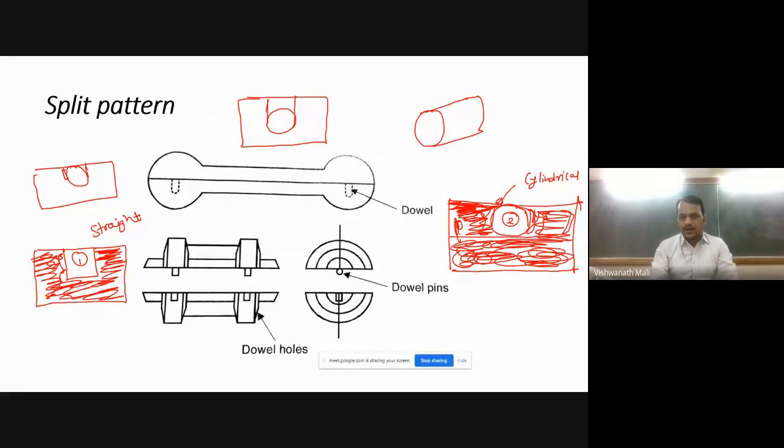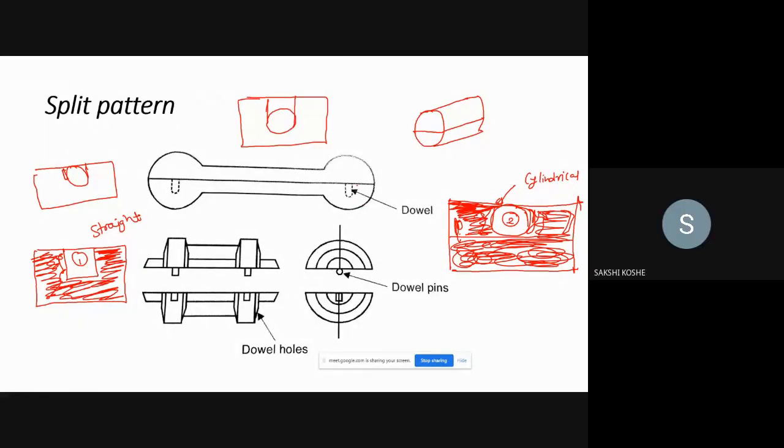So we make the half part of this pattern. Half part is in the cope and half part is in the drag. Okay, understood this split pattern? Thank you, sir.